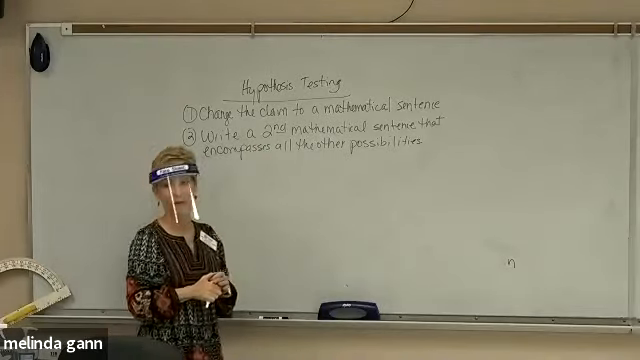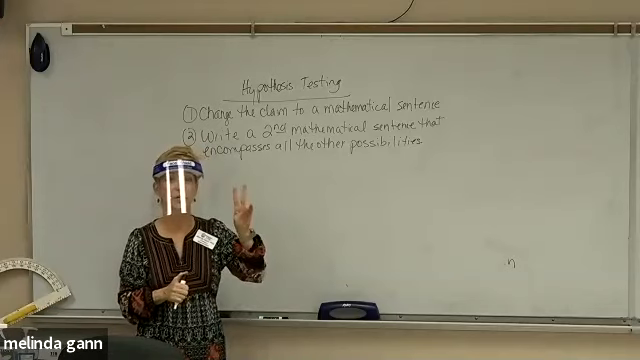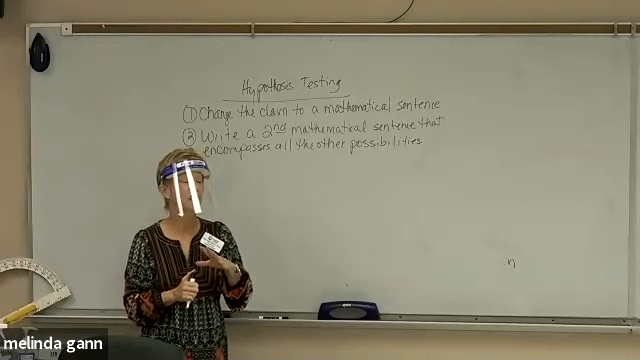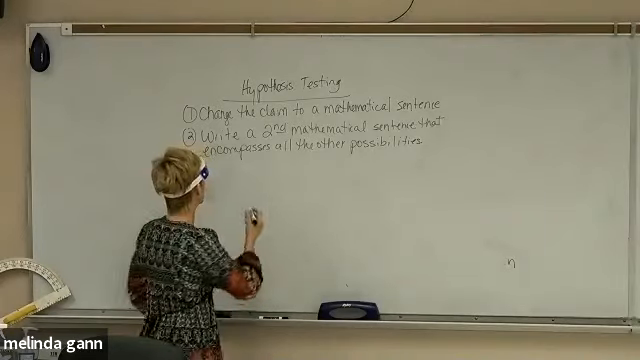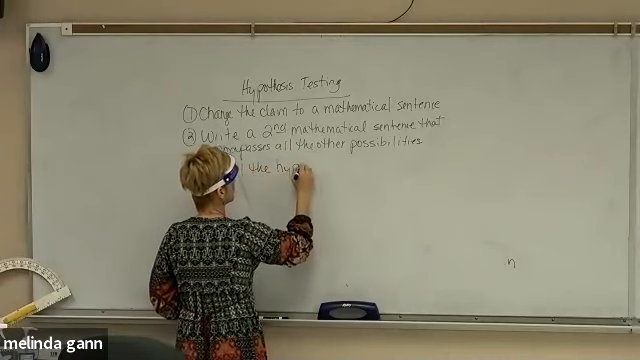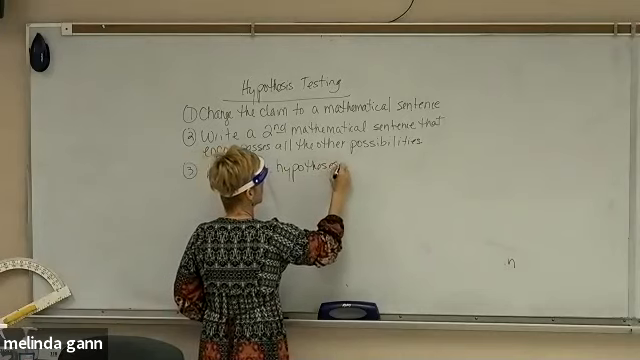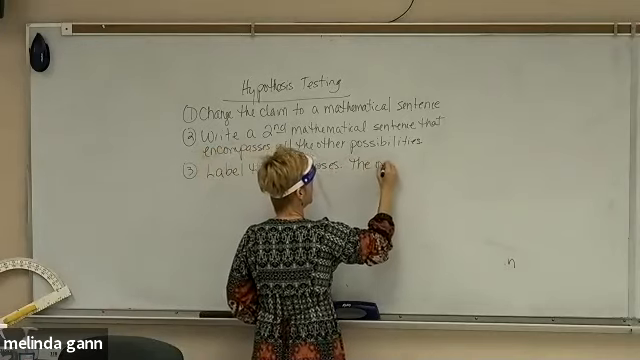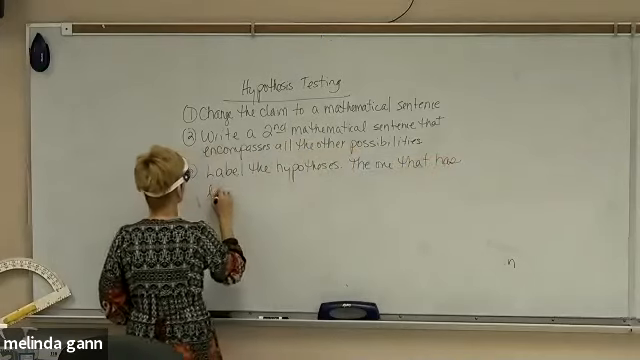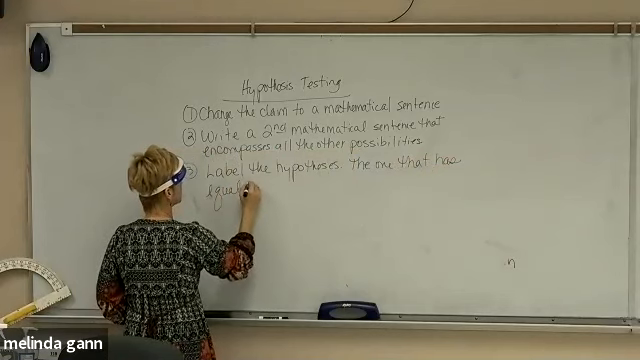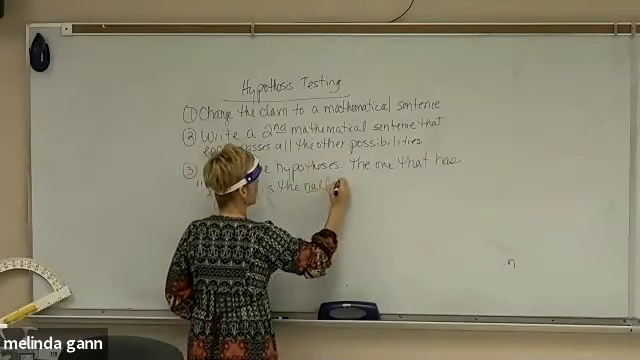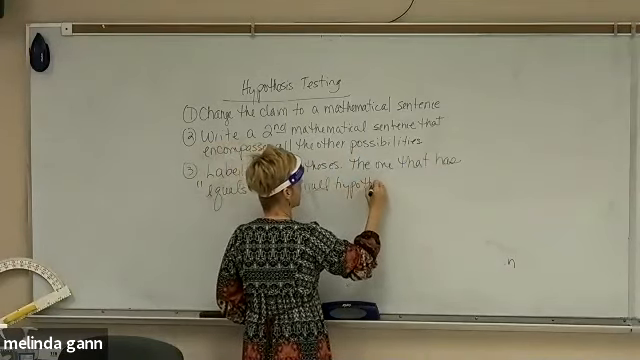And then you're going to label them, because every problem has two hypotheses. One is going to be called a null hypothesis, and one's going to be called an alternative hypothesis. So I'm going to label the hypotheses. The one that has equals in it is the null. That's the null hypothesis. And the other one's called the alternative.